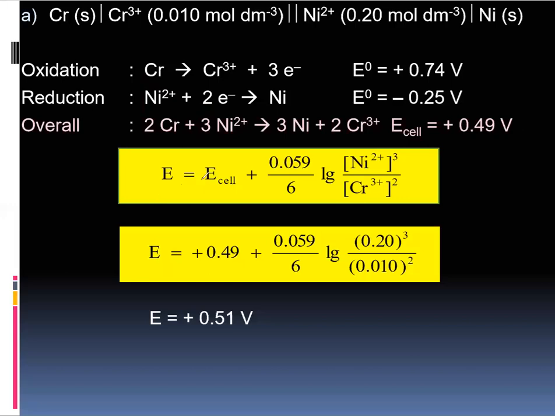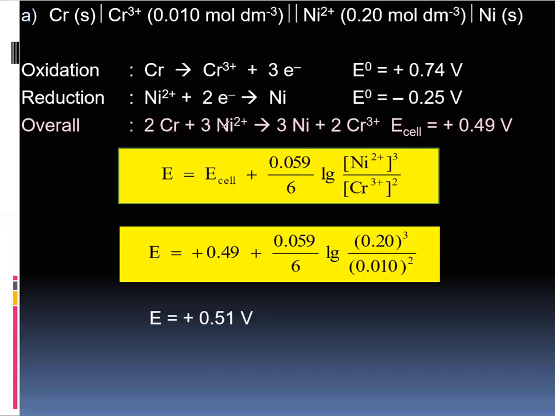So our E will be equal to E cell plus 0.059 divided by 6. We are dividing by 6 here, the number of moles, which I've already established. Then log of the product concentration, nickel 2 plus, with each raised to the power of its number of moles. You can see this one here is a solid, it's not carrying any charge, so we will not include it in the equation, but it will be 1.